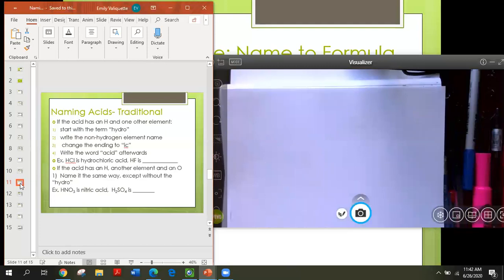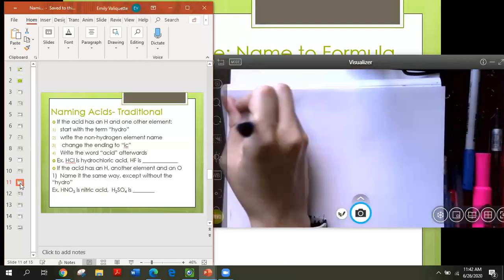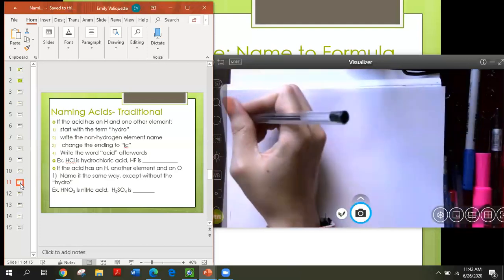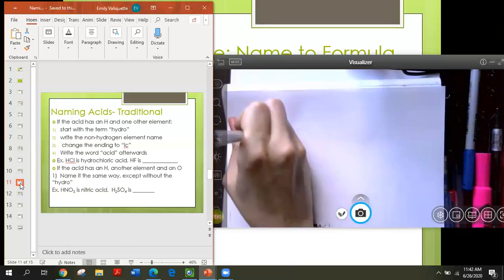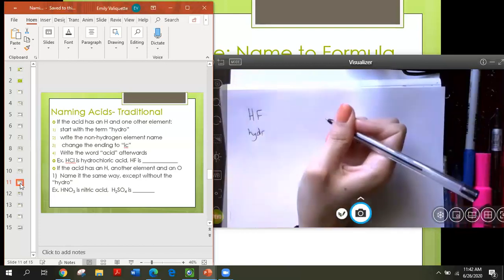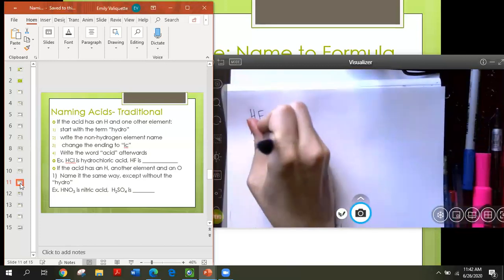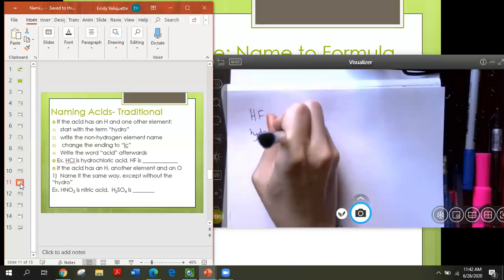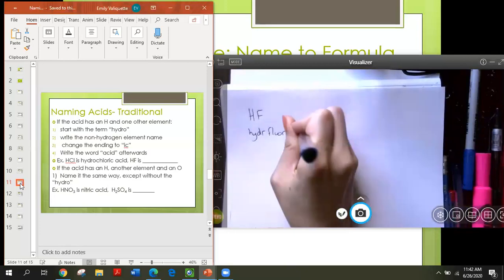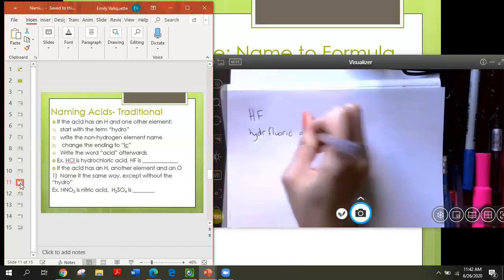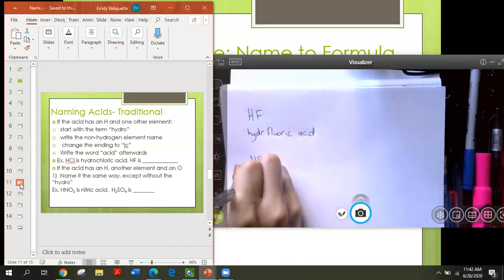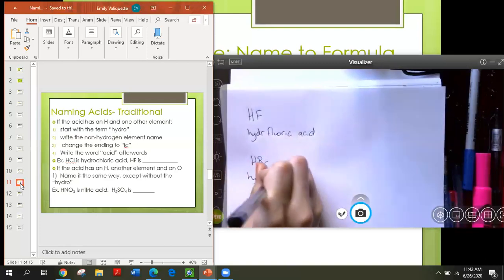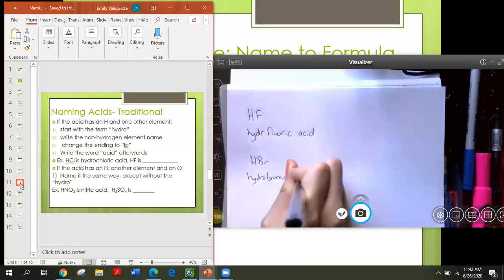So for example, HCl is hydrochloric acid, HF would be hydro for the H, and then fluorine would become fluoric, and then the word acid. HBr would be hydrobromic acid.